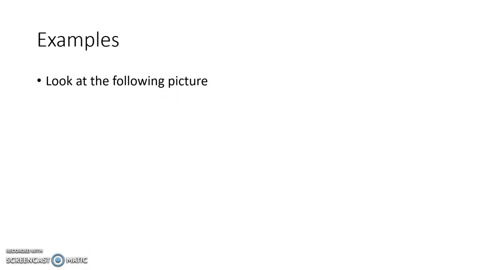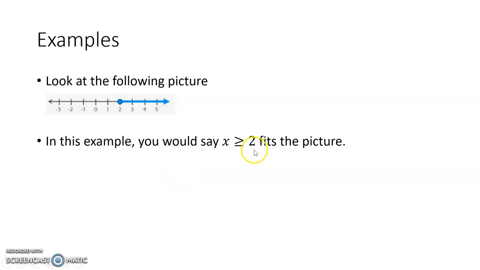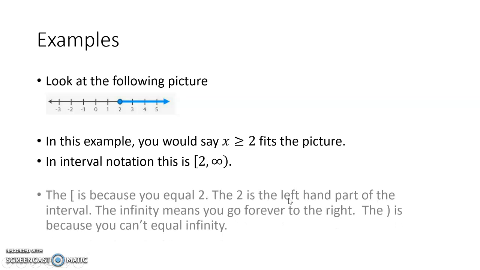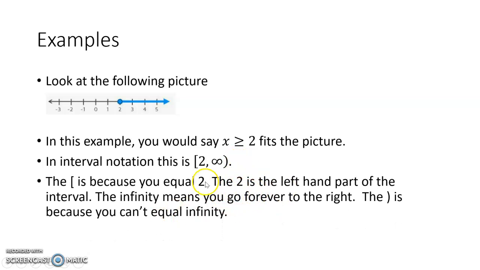So an example, we have this picture, same picture we had before. X greater than or equal to 2 certainly is what you would say here. 3, 4, 5 are bigger than 2, and you can actually equal 2, so it's filled in. In interval notation, the bracket means that the left boundary is filled in. You can equal the left boundary. 2 is the left boundary, the lowest it will ever go.